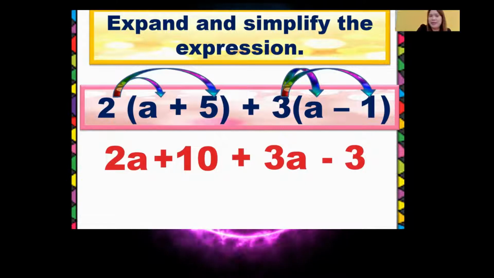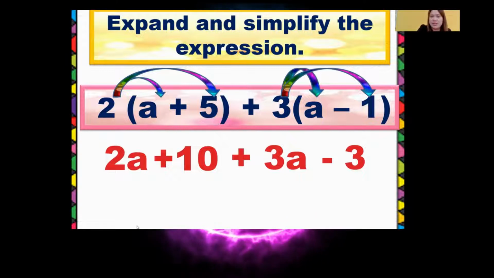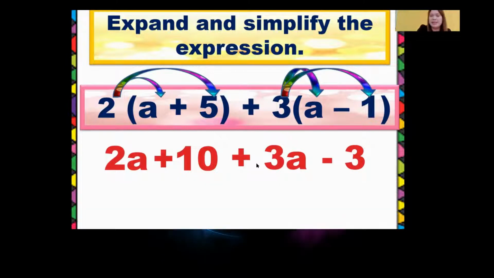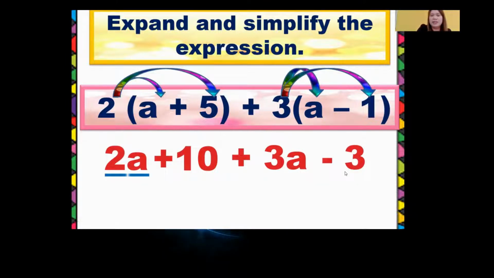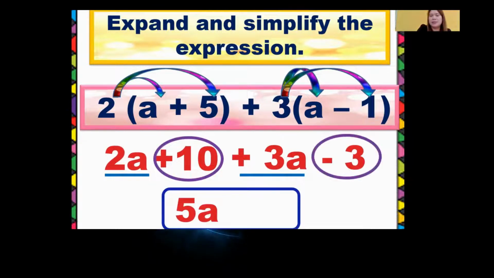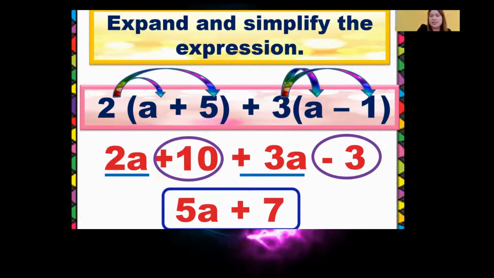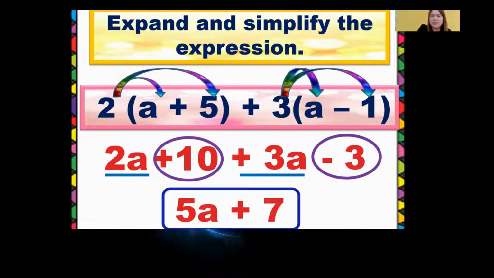And remember, year 8, we can add and subtract the numbers in front of the letters if they are like terms. Like I can see 2a and 3a can be added. 2 plus 3, that gives you 5a. And here also 10 minus 3, that gives you 7. So that is 2a plus 3a is 5a. 10 minus 3, that's positive 7. So your answer is 5a plus 7 in simplest form.